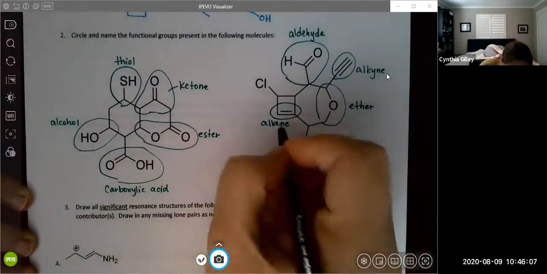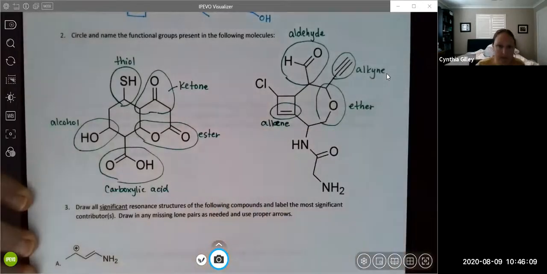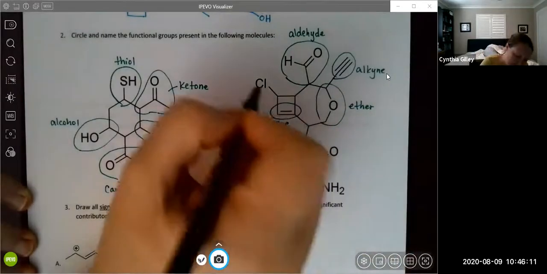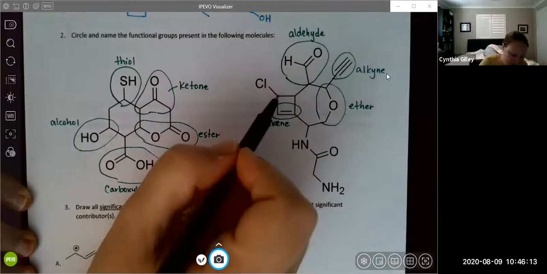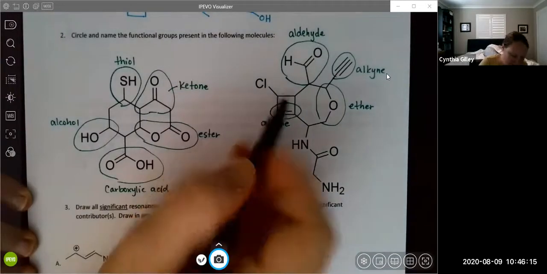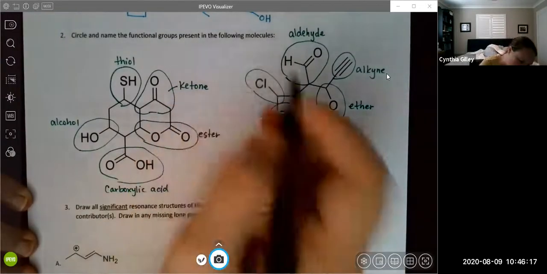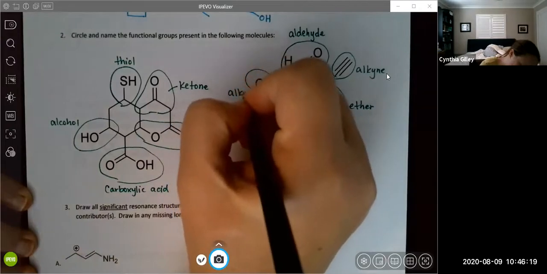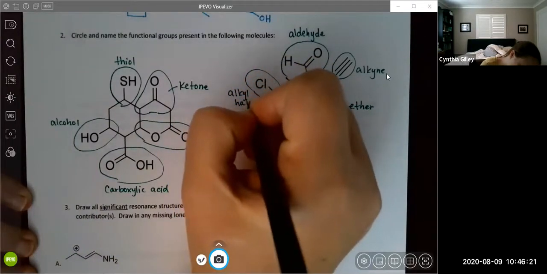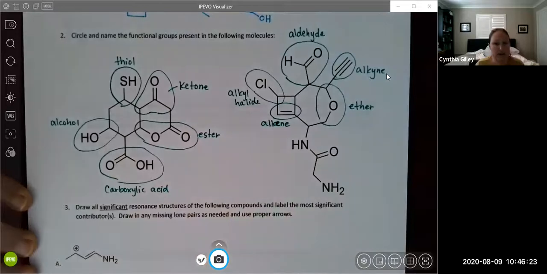Right? This alkene, even though it's part of a ring, it's still an alkene. Sorry, that should be an E. Hopefully everyone can see that. And then when you have a halogen attached to a carbon, as long as there's no carbonyl here, it's called an alkyl halide, or chloride in this particular case.